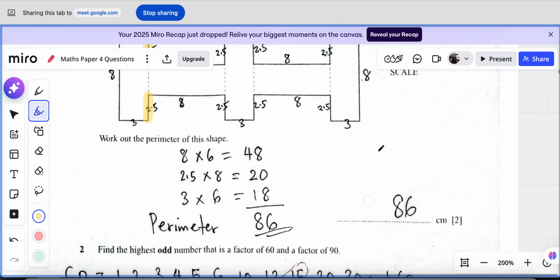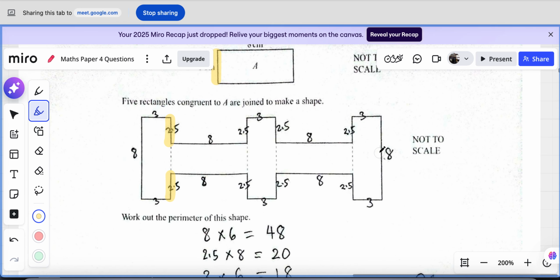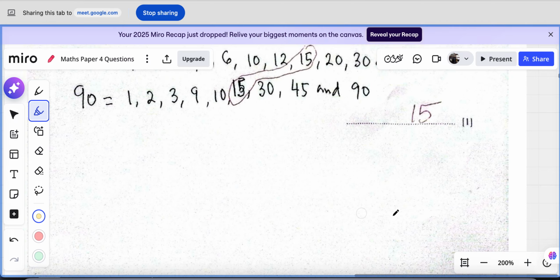Is that okay? So, like I said, you don't have to count only 8, count only 2.5. You can just, after you finish labeling them, after you finish designating them, start from the beginning. You say 8 centimeter plus 3 centimeter plus 2.5 plus 8 plus 2.5, you start adding everywhere, step by step, till you reach where you started. And then you still get the same answer, the same value, 86.